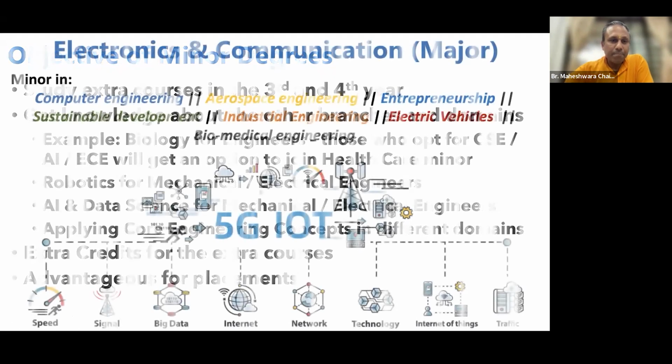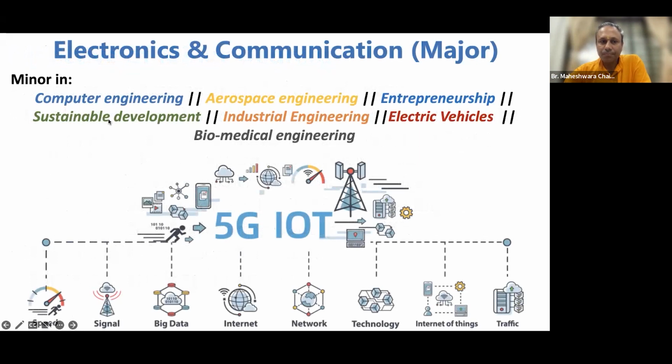Now let us jump into the topic today. Electronics and communication is the first branch which I have taken here to explain. Here you can see almost all the domains under communication: the speed of the internet, signal systems, big data.